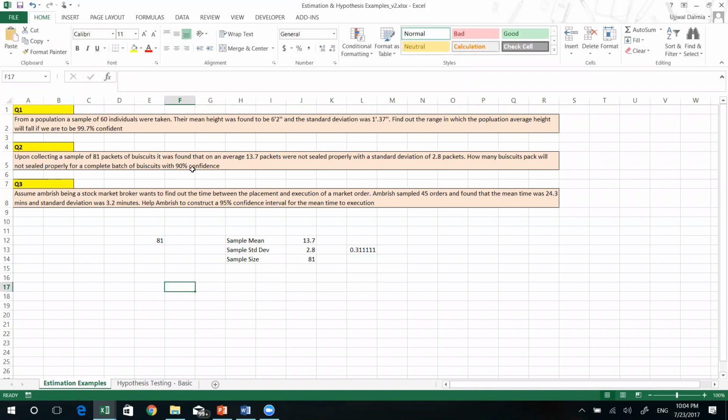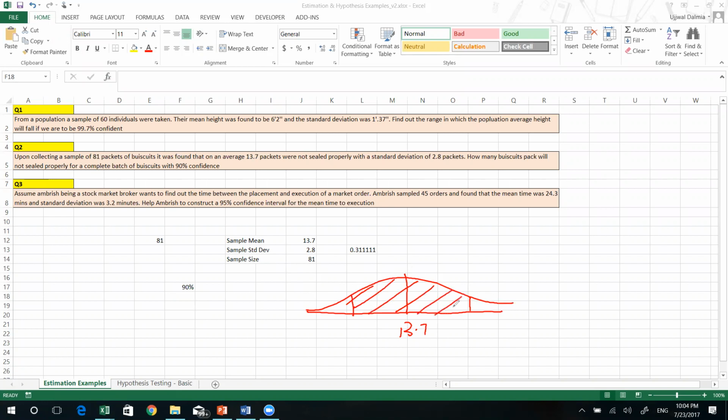Now, what is the confidence interval I'm looking at? 90%, right? Okay, so let's see what value we get. So guys, this is my sample mean 13.7. I want to be 90% confident around this mean, right? So I have to find out the value of this and the value of this. So I have to find out these two values to define the range, right?